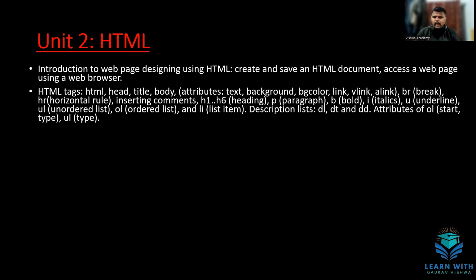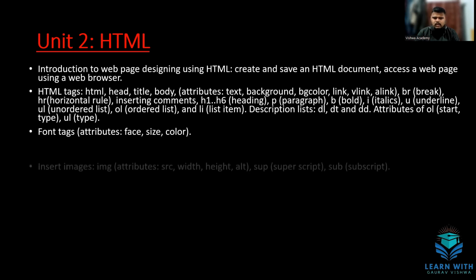H1 to H6 heading tags, paragraph tags, bold tags, italic tags, underline tags, ordered list, and list item. Description list, which includes DL, DT, and DD, attributes of start type and UL type. Then font tags come, which contain attributes of face, size, and color.